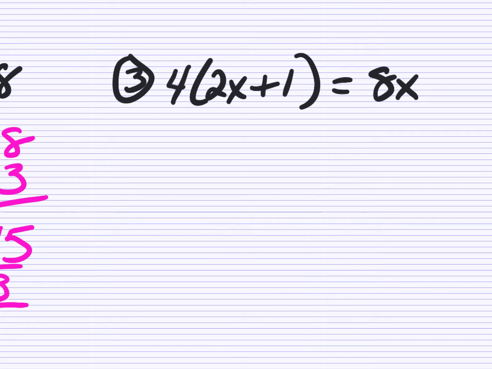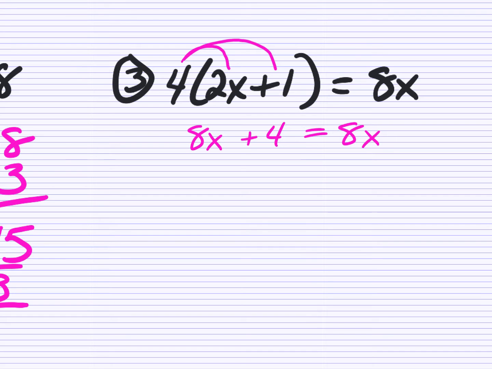All right, with number 3, I see the distributive property first, so I'm going to do that. 4 times 2x is 8x. 4 times positive 1 is positive 4. And then I'm going to bring down my equals 8x.